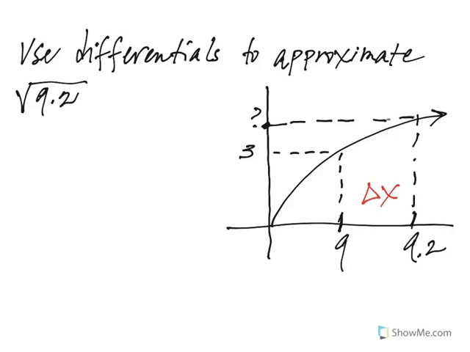for change in x. So that is the distance from 9, in this case, to 9.2. And then likewise, this distance right here, from 3 up to the question mark, is going to be delta y. Now, let's say I wanted to know the slope right here at positive 9, the slope of the square root curve at positive 9.